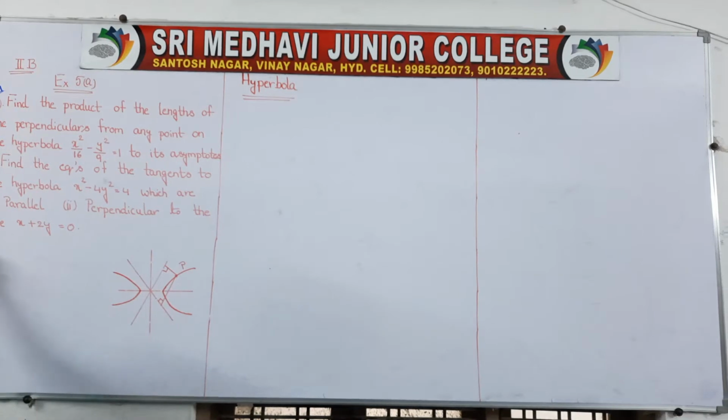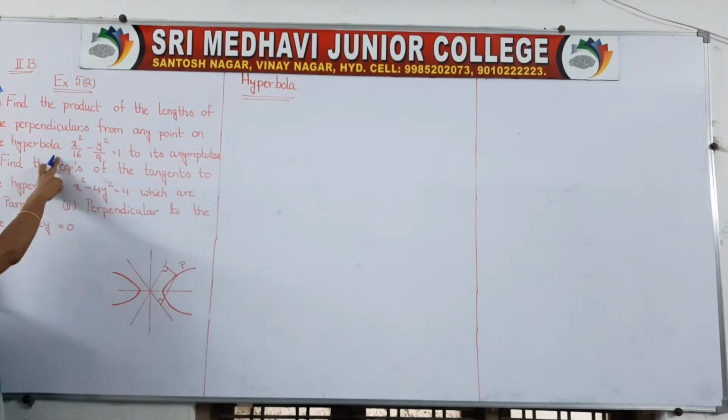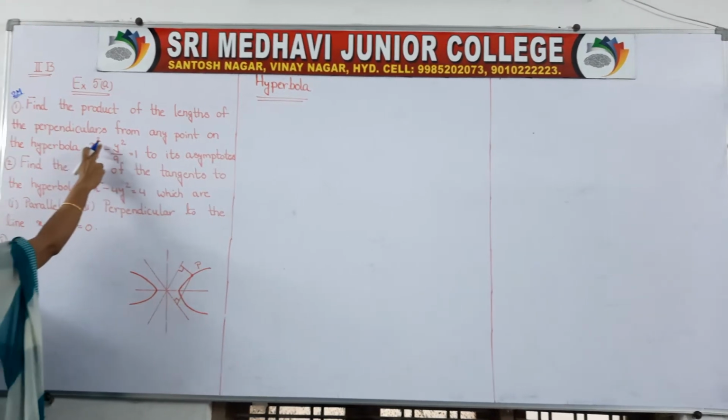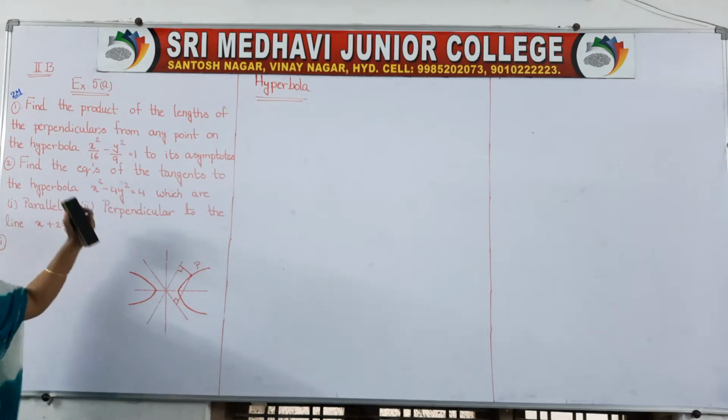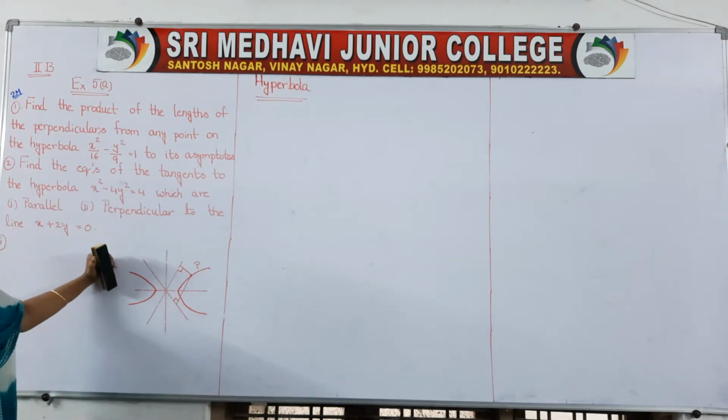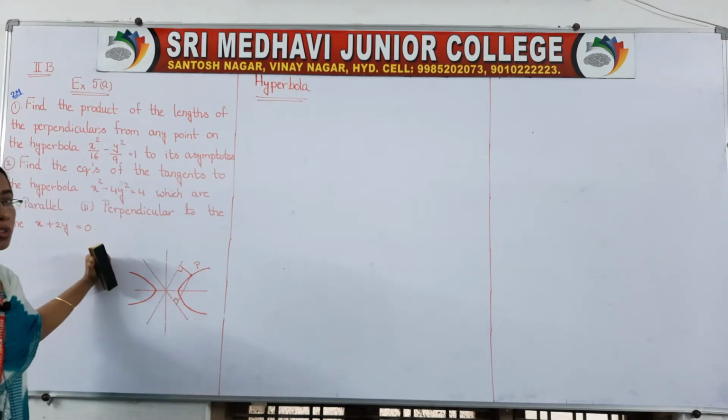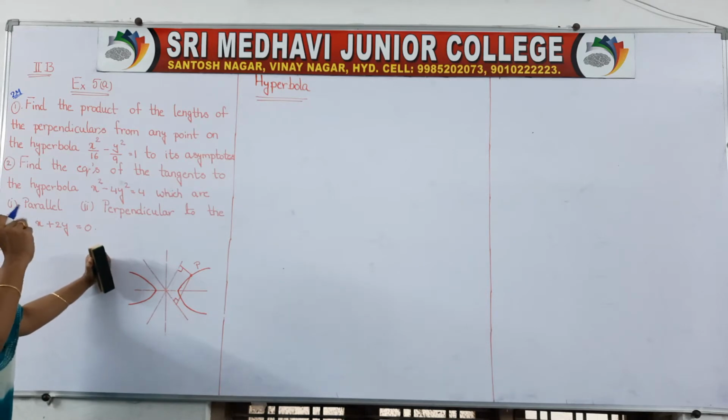Find the product of the lengths of the perpendiculars from any point on the hyperbola x square by 16 minus y square by 9 is equal to 1 to its asymptotes. So what is meant by asymptotes? Already we discussed this topic asymptotes in hyperbola. How we discussed? We derived one formula.